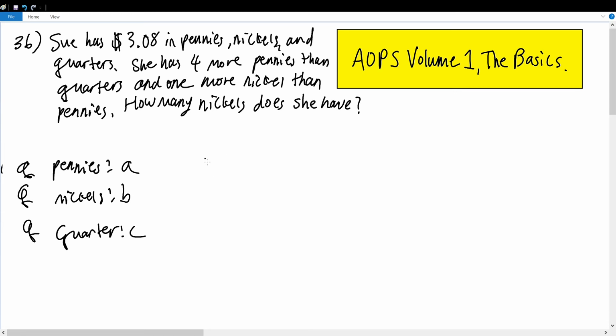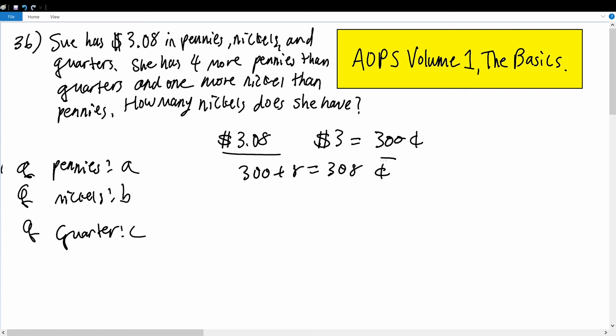With this, we are given that $3.08 is comprised of pennies, nickels, and quarters. For the sake of simplicity and uniformity, I'm going to do this all in terms of cents. So how much is $3.08 worth in cents? Well, we know $3 is worth 300 pennies, or 300 cents. Therefore, 300 plus 8 cents gives us 308 cents in total. So $3.08 is worth 308 cents.